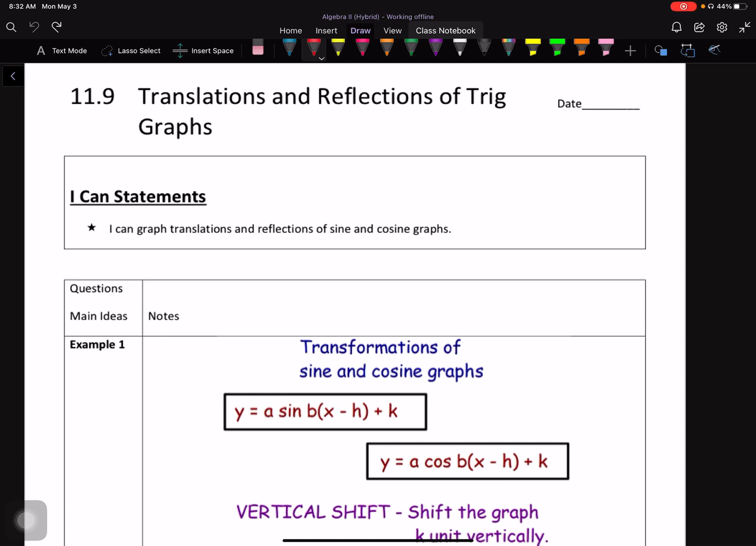Here we go, section 11.9, translations and reflections of trig graphs. This is the last section here of unit 9. So we're going to take graphing sine and cosine, and we're going to talk about shifting left and right, up and down. We're only going to graph the up and down shift, though, because graphing left and right is actually quite difficult.